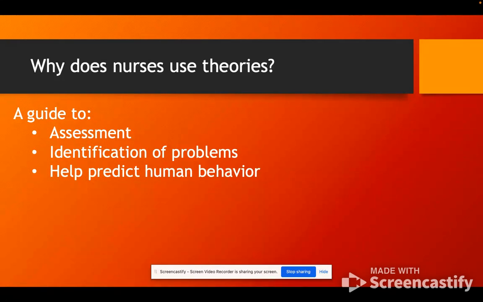Why do nurses use theories? It gives us a guide to help with our assessments and assess different problems. We can help to identify different problems, help predict human behavior.